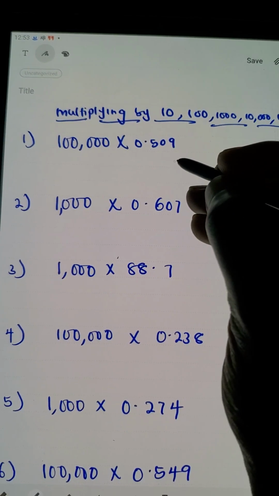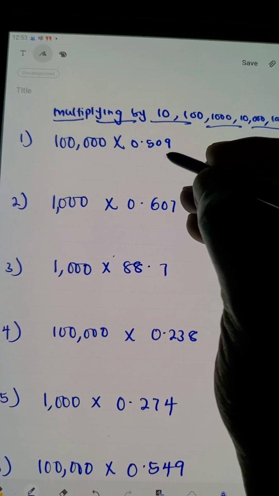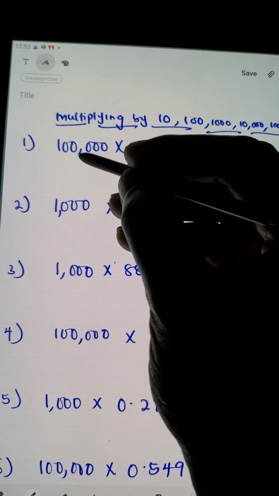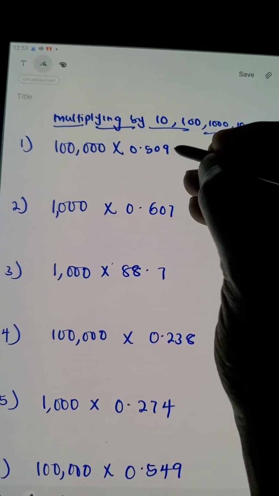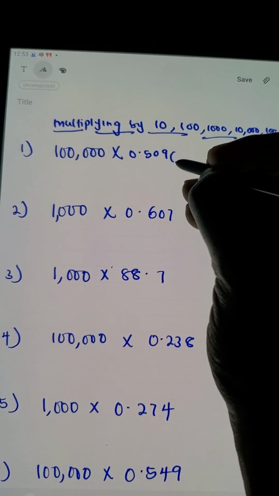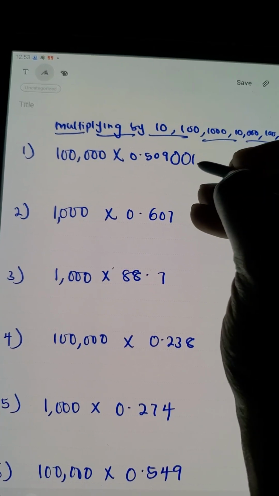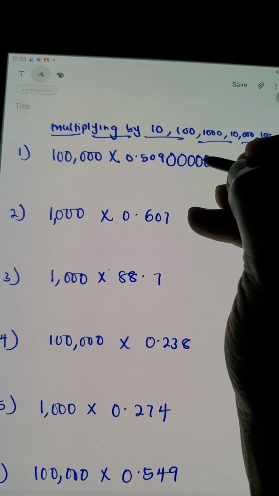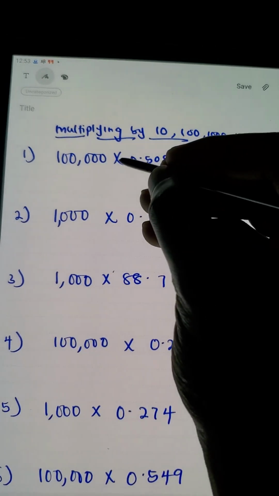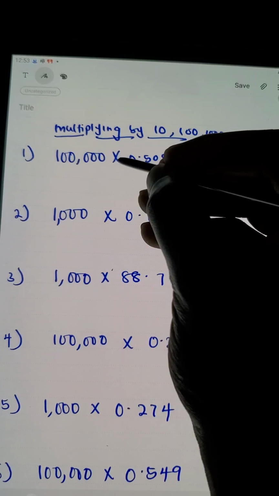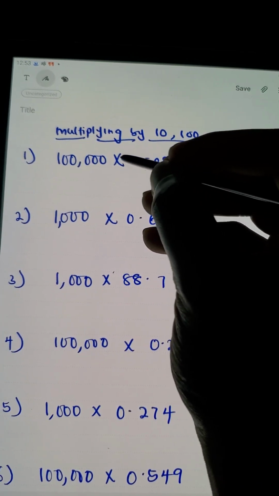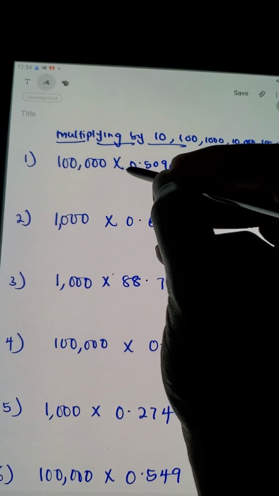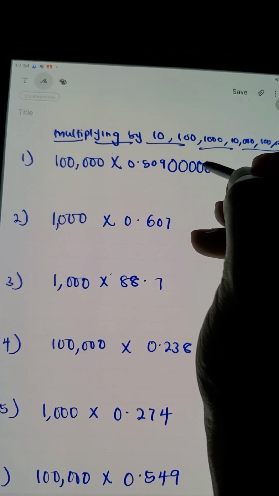Okay, the first question here is 100,000 times 0.509. Since 100,000 has 5 zeros, it means you have to add 5 zeros to the front. 1, 2, 3, 4, 5. Since you are counting forward, you're adding 5 zeros to the front. Let's assume you have division here and you are counting backward. It means you're adding 5 zeros to the back, not to the front. But here it is multiplication, so you add 5 zeros to the front.